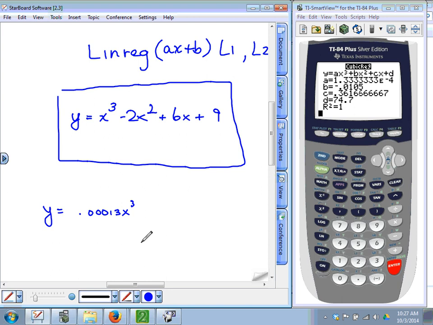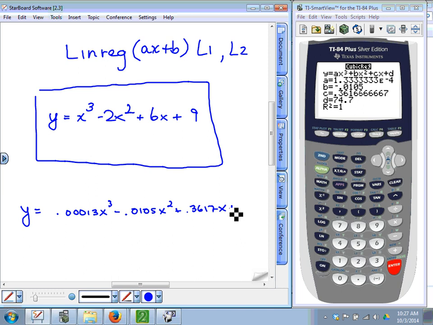What about your x squared coefficient? Minus 0.105 x squared plus 0.3617, I guess we want to round up, 0.3617x plus 74.7. That's how you answer number 10.